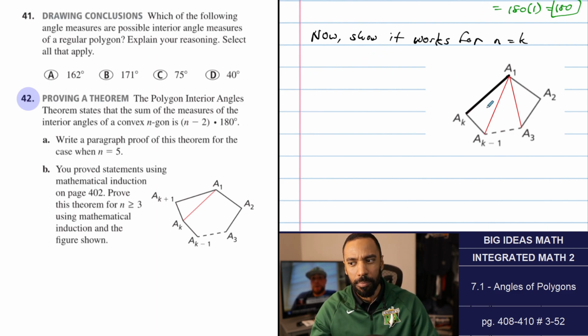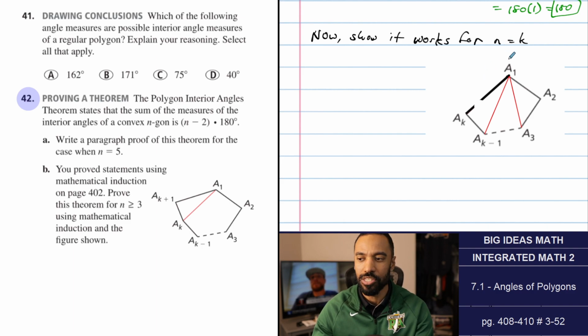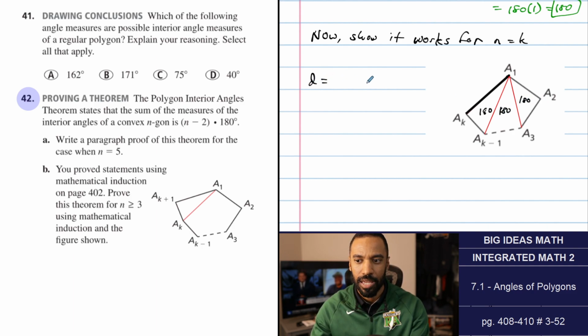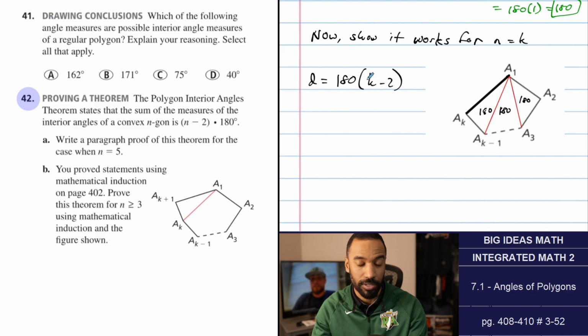Yes, I guess you're not really using the formula, but for all these 180s, 180, 180, 180, remember there aren't just 3 of them. There are k minus 2 of them. D is 180 times k minus 2. K isn't the number of sides. Well, k is the number of sides.